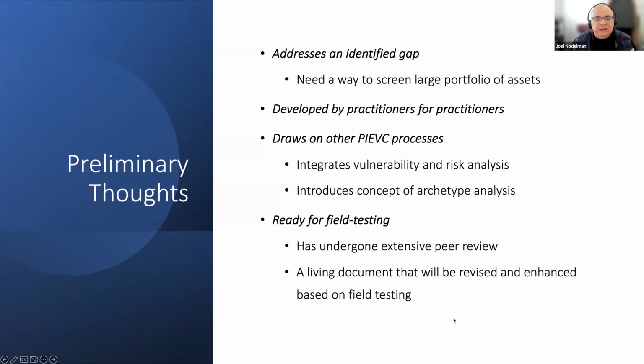But the other thing that I thought was key to this is developed by practitioners for practitioners. So we're trying as much as possible not to be academic about this, but how would you go about this? And in that regard, where we coined a new term, a new piece of jargon that would be used in the process, it was for specific practitioner needs. And we'll come to that in a few places where there were key reasons why we landed on some of that terminology. It draws heavily on other PIEVC processes, so it integrates vulnerability and risk analysis, but it does introduce a new concept around archetype analysis, which we will talk about in a few minutes.